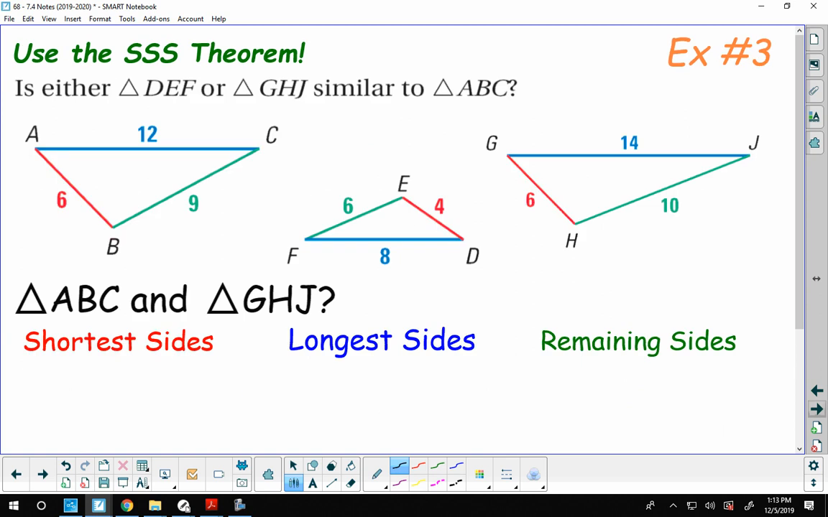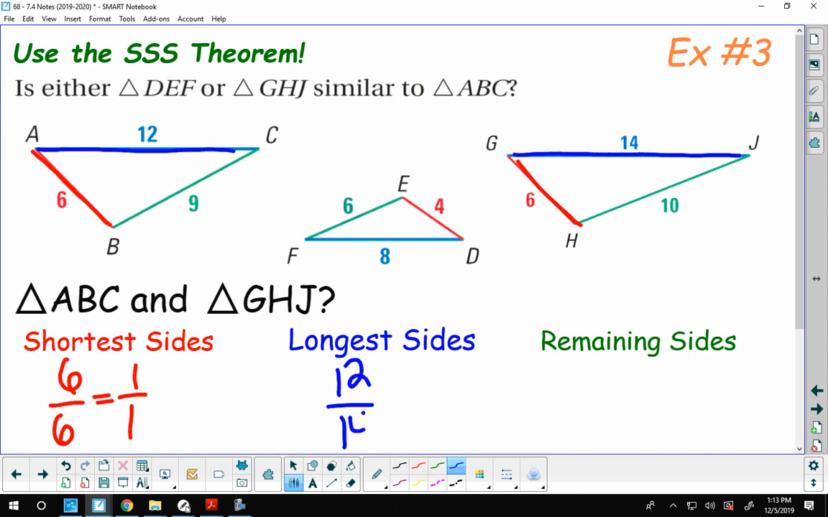So first, let's see, is triangle ABC similar to triangle GHJ? So let's compare the shortest sides. The shortest side in triangle ABC is 6, and the shortest side in triangle GHJ is also 6. So that simplifies to 1. The longest side in triangle ABC is 12, and the longest side in triangle GHJ is 14. That does not simplify to 1. We could take a 2 out of top and bottom to get 6 over 7, but those are not equal, so we can really stop there.